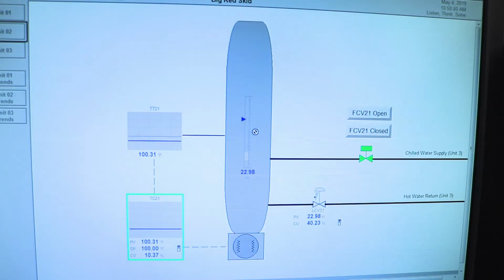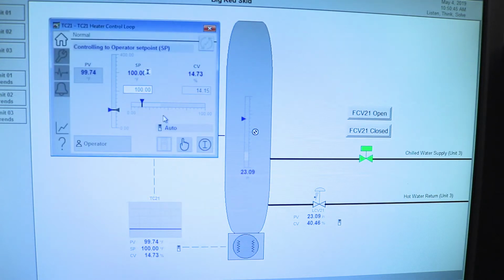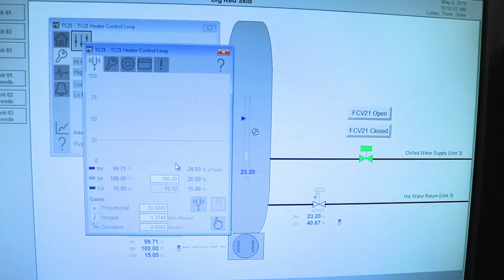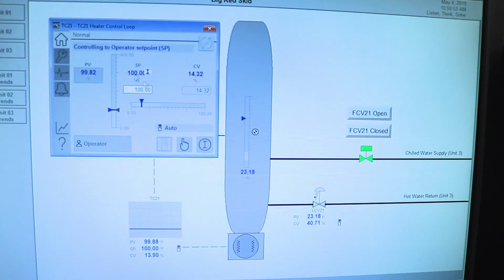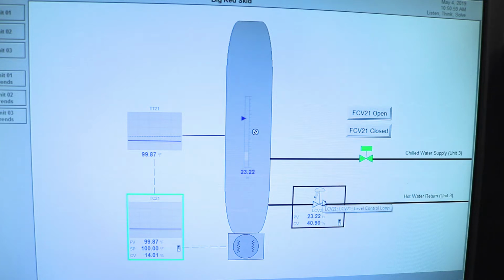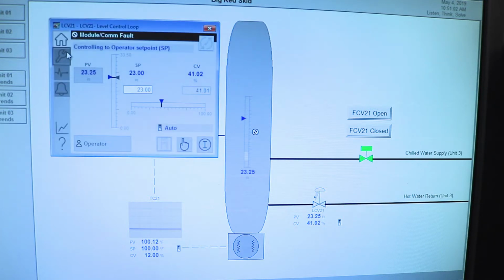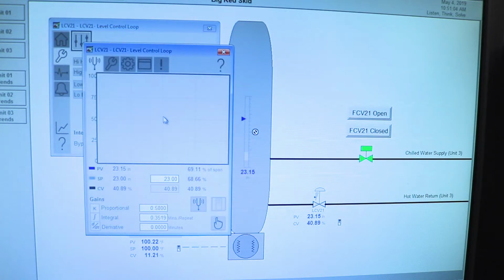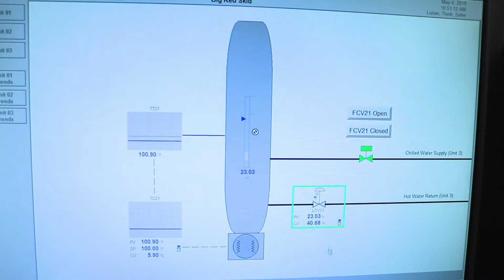Moving to Unit 2, we have the temperature control loop, which has a much higher gain as well as an integral time. And the set point we have chosen to be 100 degrees Fahrenheit. The LCV21 loop has also been controlled using PI. Our proportional gain and our integral time are shown here. And the set point has been chosen to be 23 inches.